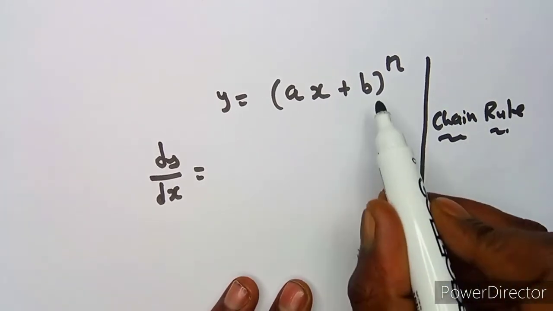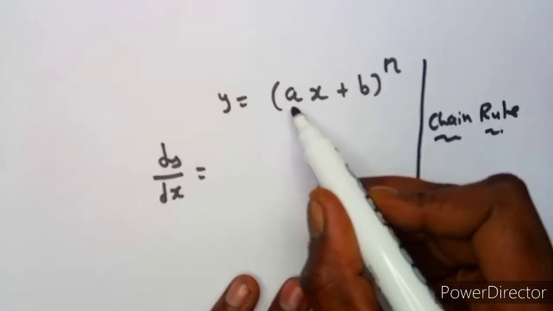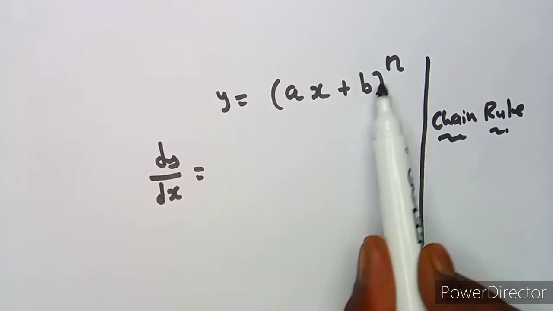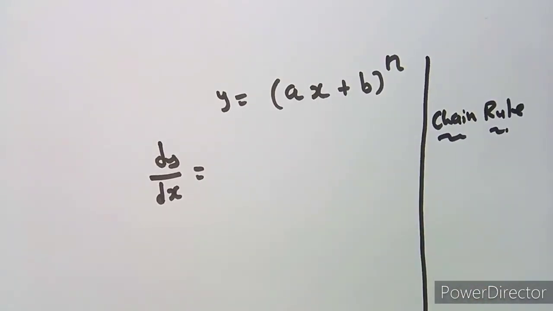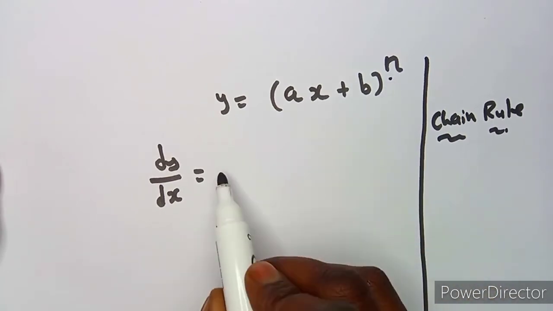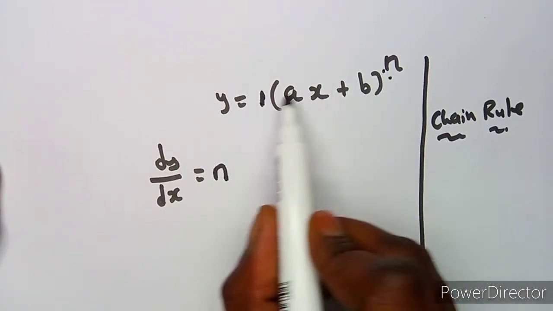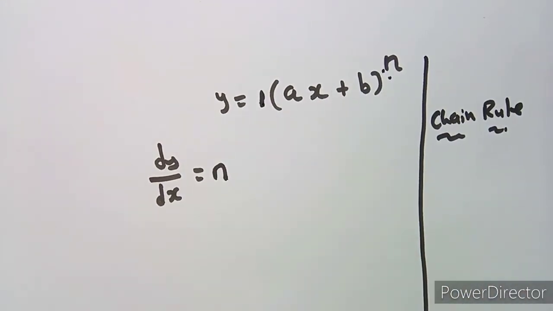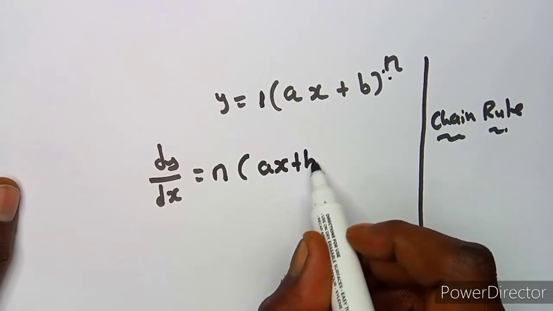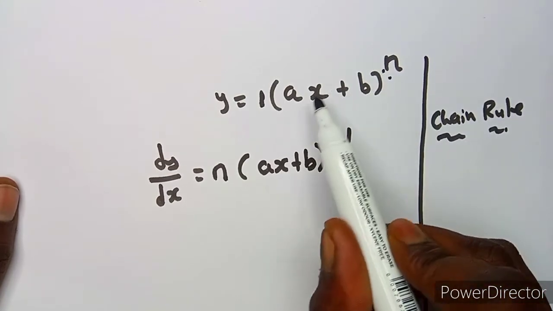How am I going to do that? You find the derivative of the whole bracket. Take note, guys, you find the derivative of the whole bracket, which is ax plus b. So when I find the derivative of the whole bracket, it means I'm going to drop this exponent here, which is n. Remember, there's a 1 here, so it's n times 1, which is just n. So it will be n times ax plus b to the exponent of n minus 1. So this is the derivative of the bracket.